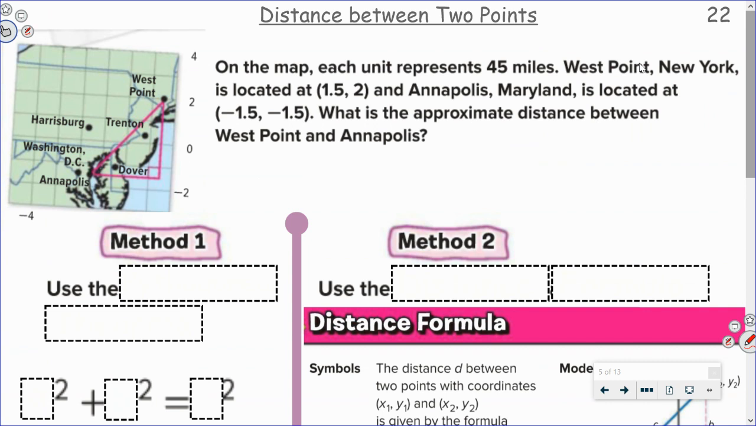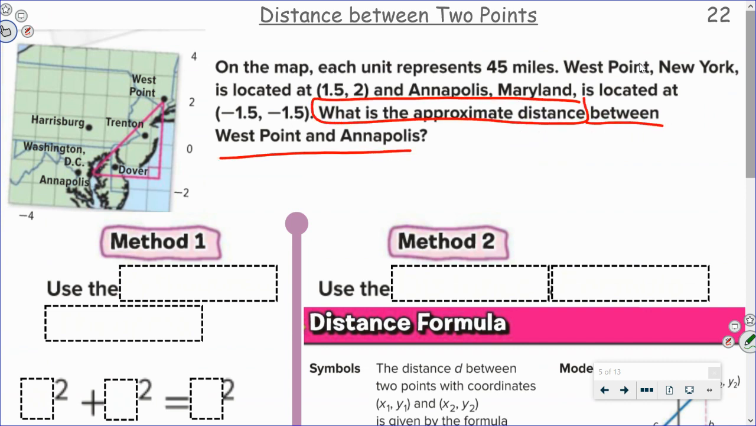On the map, each unit represents 45 miles. Now, West Point, New York is located at the point (1.5, 2), and Annapolis, Maryland is located at (-1.5, -1.5). Question, what is the approximate distance between those two cities?